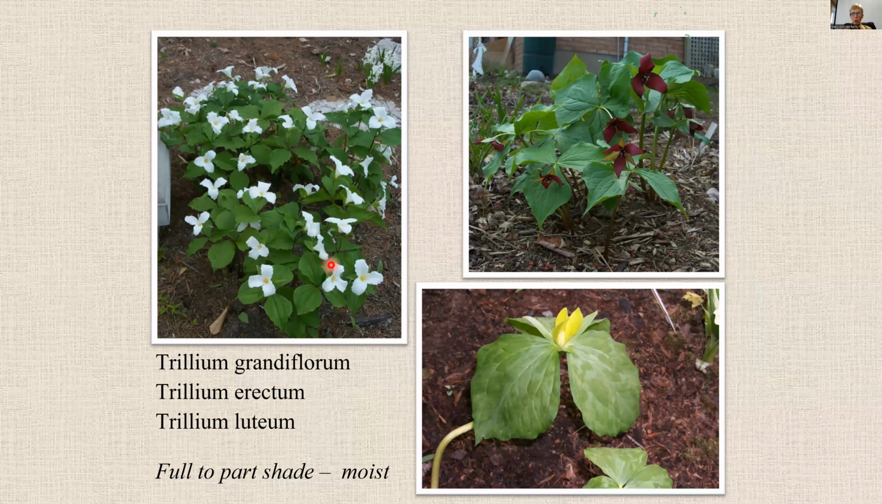Our Ontario floral emblem, the Trillium, a good native plant. The white, of course, Trillium grandiflorum, and we have the red, Trillium erectum. There is a yellow Trillium luteum, and it likes full to part shade and moisture. Depending on your conditions, it may go dormant. If you've got enough moisture and it's happy, it will stay green all summer and continue to feed that rhizome and hopefully give you more growth the next year.